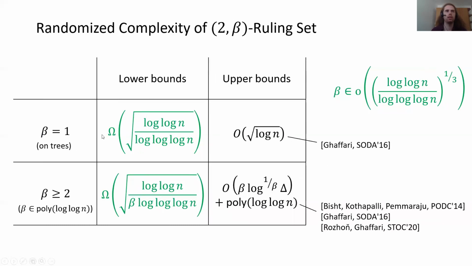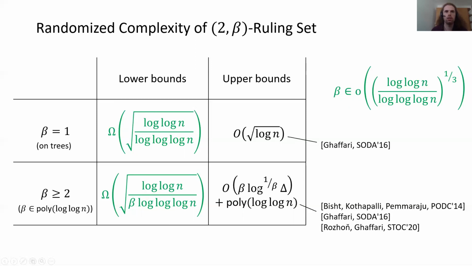On the randomized side, our lower bounds get exponentially worse. So instead of a polylog n lower bound, we now have a polylog log n lower bound. And on the upper bound side, we have this expression for general beta. I don't want to go too much into detail on this expression.